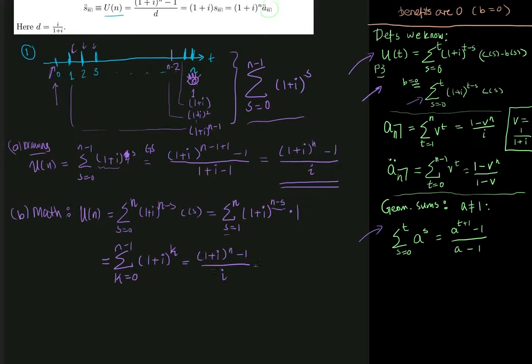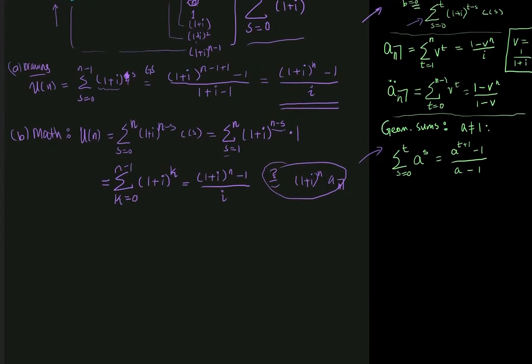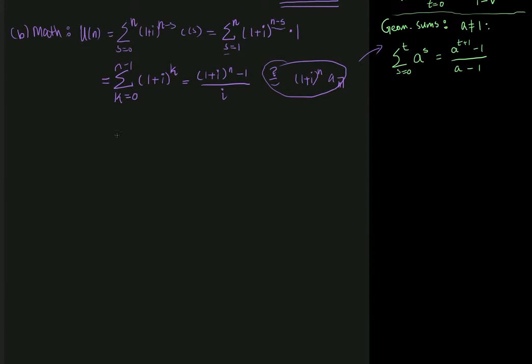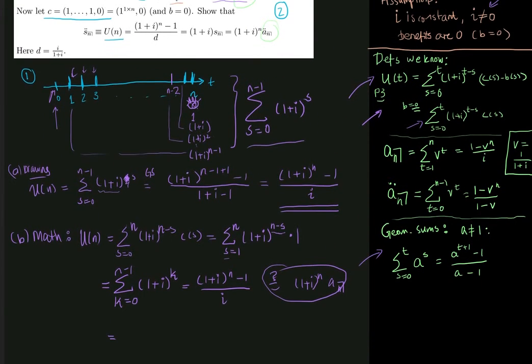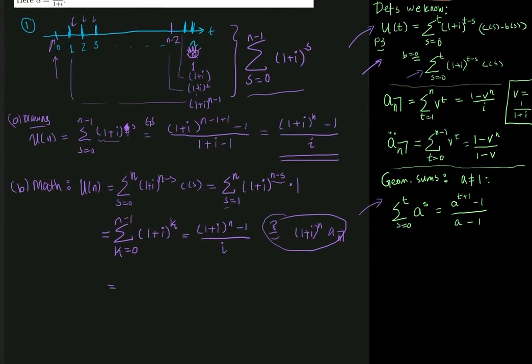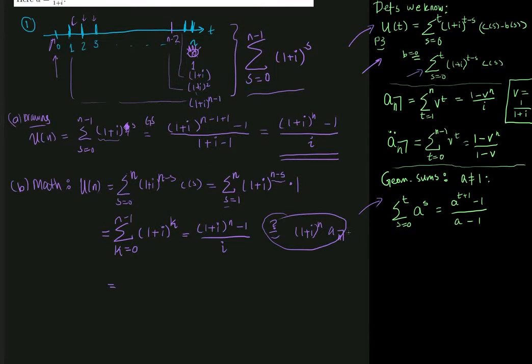But why is this calculatively equal to 1 plus i to the n multiplied by a_n? So this part is what we want to show next. And let me do that down here. So this is equal to, let me see, what do we have? Well, maybe it's a good idea if we go a little bit backward.